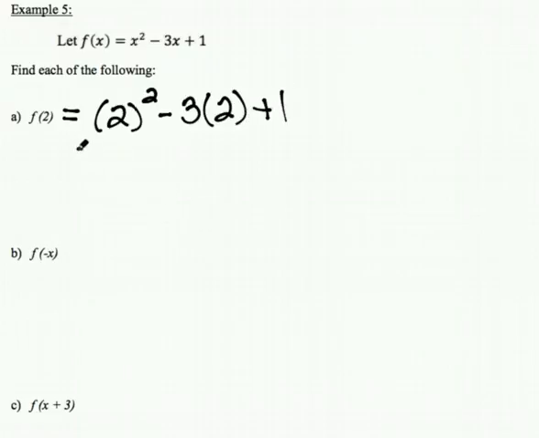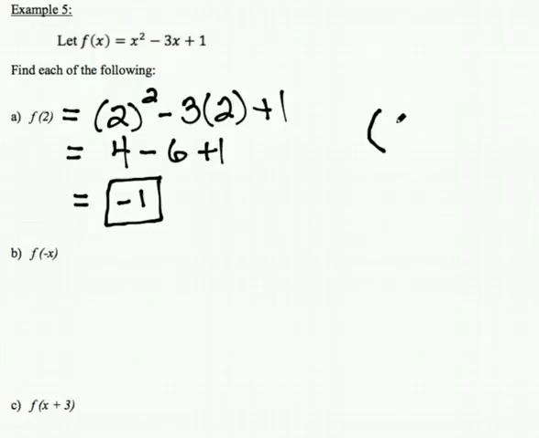And then I'm just going to simplify. 2 squared is 4, minus 3 times 2 is 6, plus 1. 4 minus 6 is a negative 2. Negative 2 plus 1 is negative 1. All right, so just to make sure you guys understand this notation, that's just saying that, hey, we have the ordered pair (2, negative 1). When I plug in a 2, I'm going to get negative 1 out. That's what this f of 2 is telling us to do.